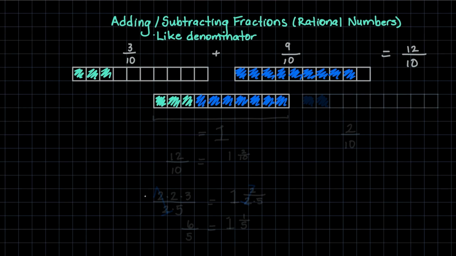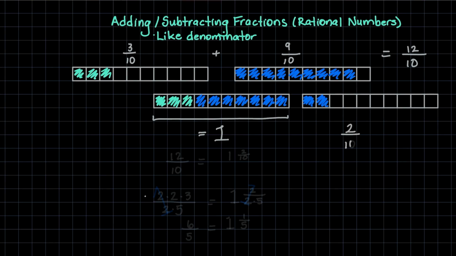So I know I need another set of tenths. And I can finish adding 8, 9. This has created a whole. This is equal to 1. And then we have 2 out of 10 over here. So that tells me 12 out of 10 is equivalent to 1 and 2/10.